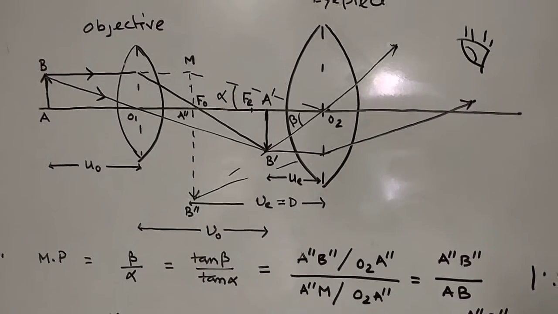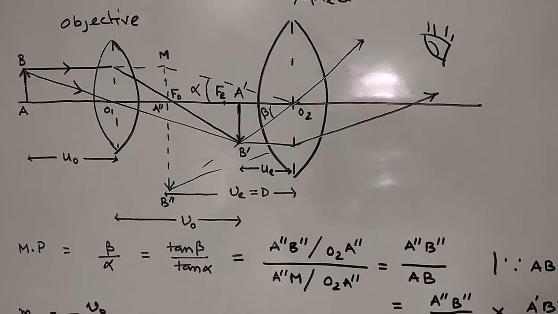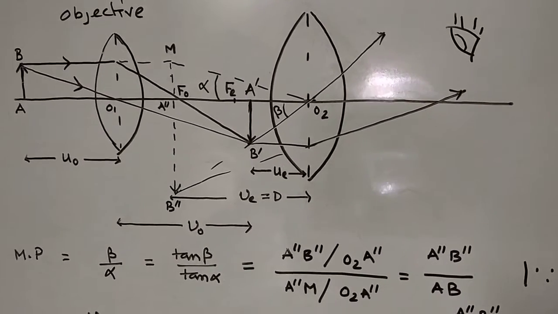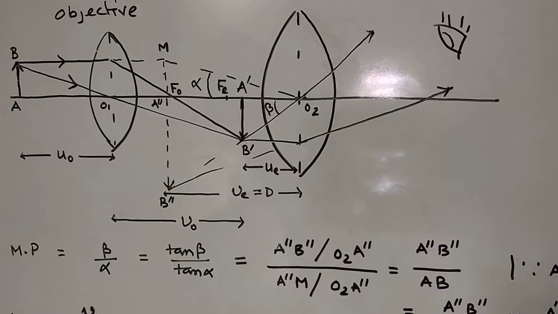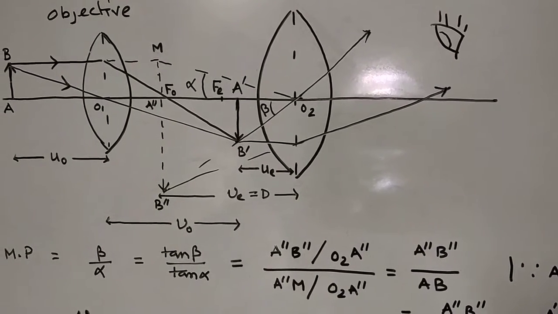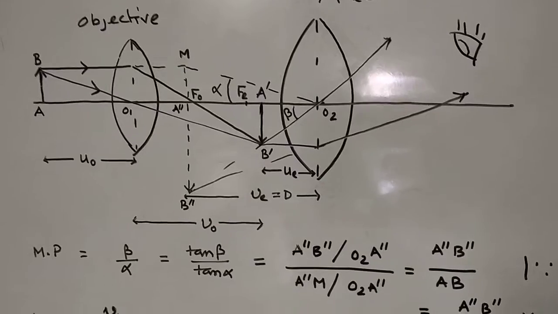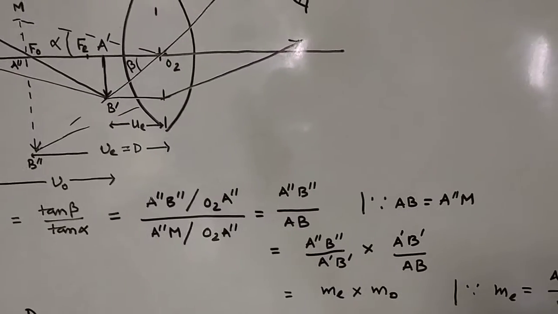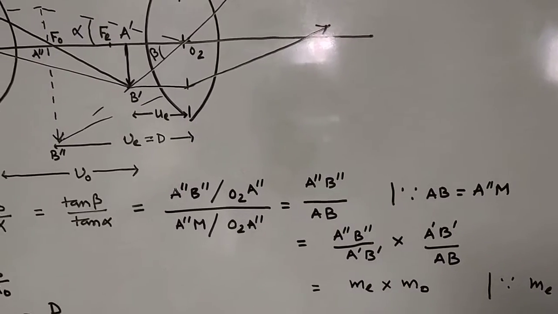Now A double dash B double dash by O2 A double dash, O2 A double dash goes off, so A double dash B double dash by A double dash M. A double dash M is nothing but AB, so A double dash B double dash by AB.